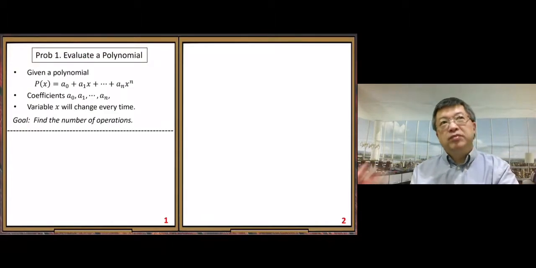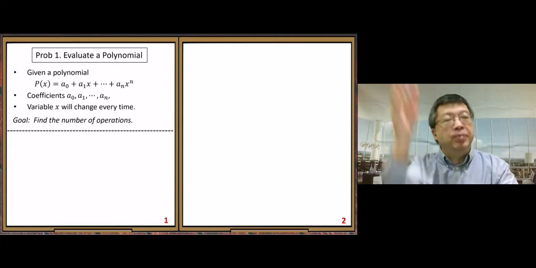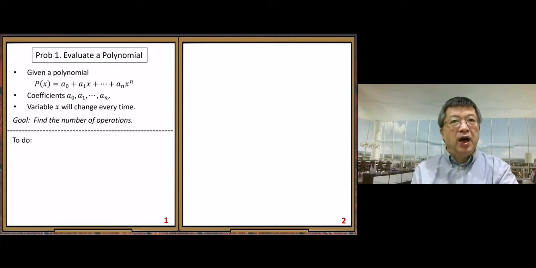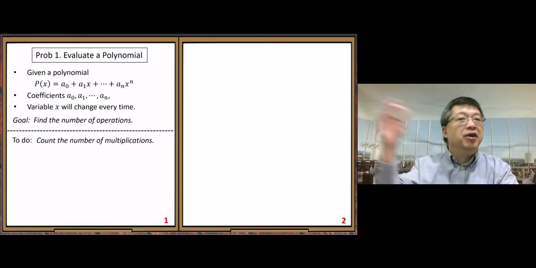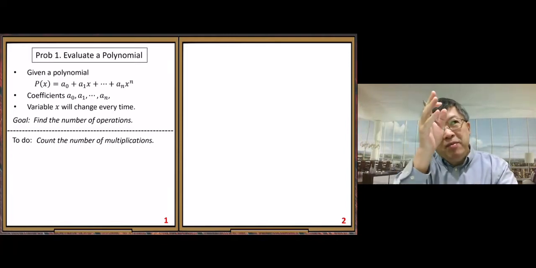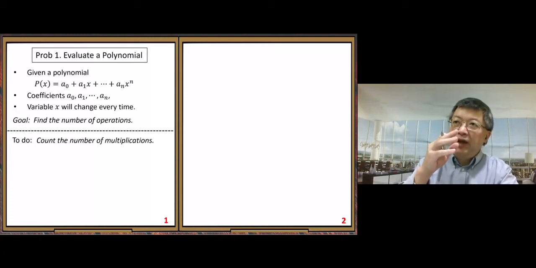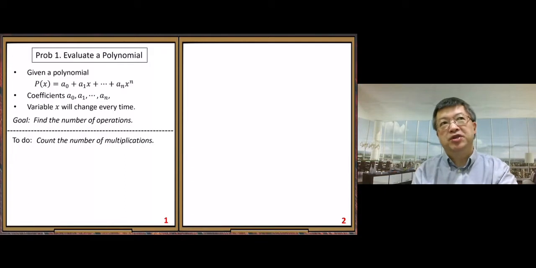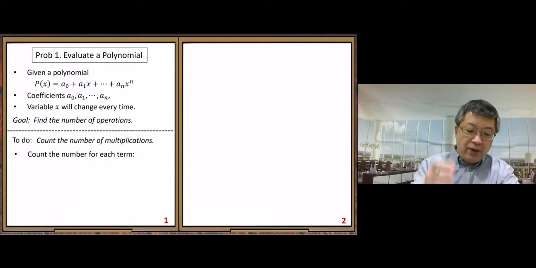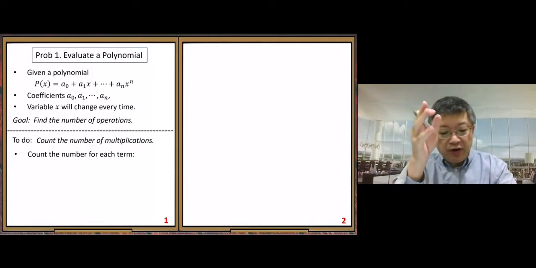So we just completed counting the number of additions. Next, we need to count the number of multiplications. To count the number of multiplications, we use the same way to do the counting, although it is a little harder than counting the number of additions, but still not very hard. So now let's count the number of multiplications for each term.